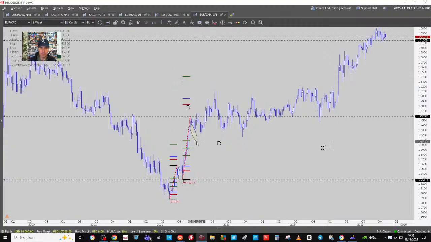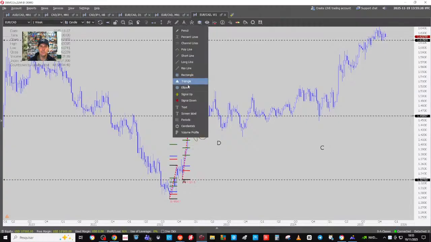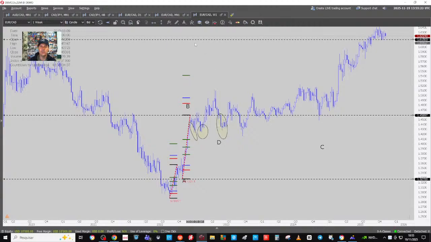Is the first circle the C? Is the second circle the C? Is the third circle the C? Or is the fourth circle the C, everybody?